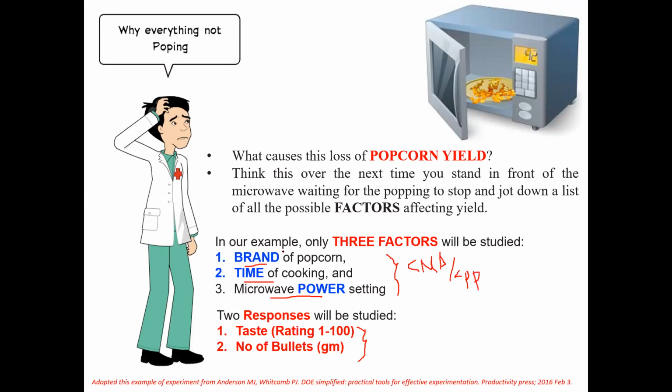So this is a material attribute. The brand of the popcorn is a critical material attribute. The time of cooking and how much power you are using for cooking are called critical process parameters. Critical process parameters and critical material attributes together influence the critical quality attributes, which are nothing but the taste and the number of bullets.